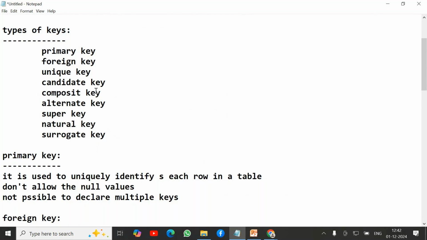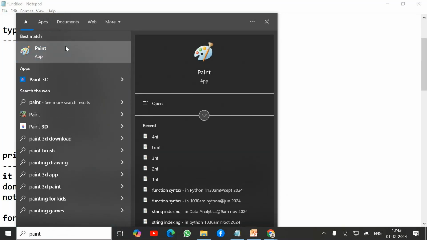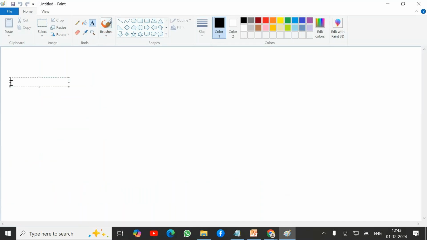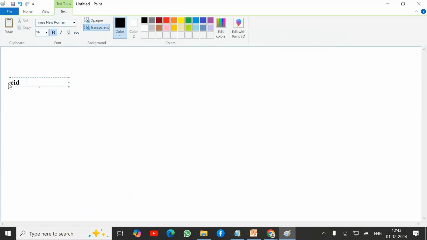Now observe very clearly, I am explaining about these keys with one example. I have taken one table here with columns: employee ID, employee name, employee license, employee passport, and a department ID or D number.